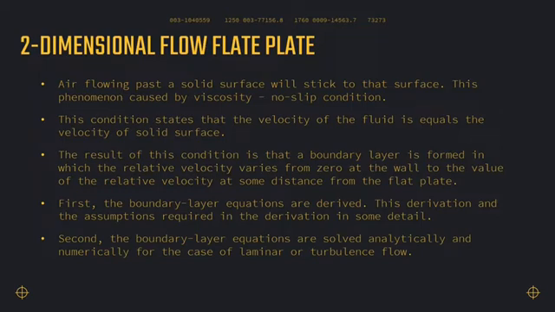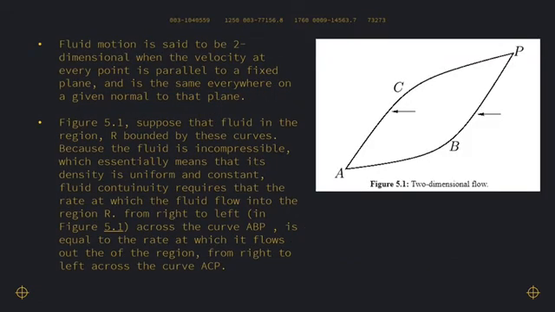First, the boundary layer equations are derived. This derivation and the assumptions required are discussed in some detail. Second, the boundary layer equations are solved analytically and numerically for the case of laminar or turbulent flow. Fluid motion is said to be two-dimensional when the velocity at every point is parallel to a fixed plane and is the same everywhere on a given normal to the plane.